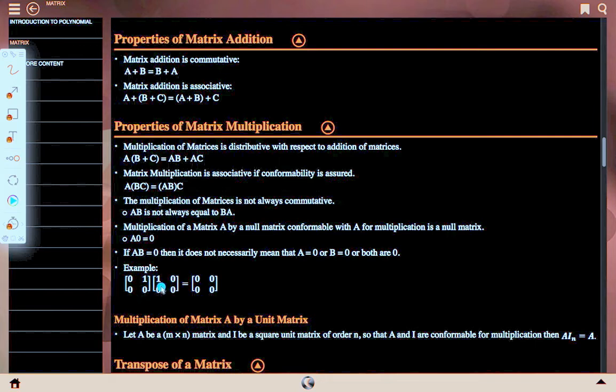0100 into 1000 is equal to 0000. Multiplication of matrix A by a unit matrix. Let A be an m into n matrix and I be a square unit matrix of order n, so that A and I are conformable for multiplication, then A I n equals A.